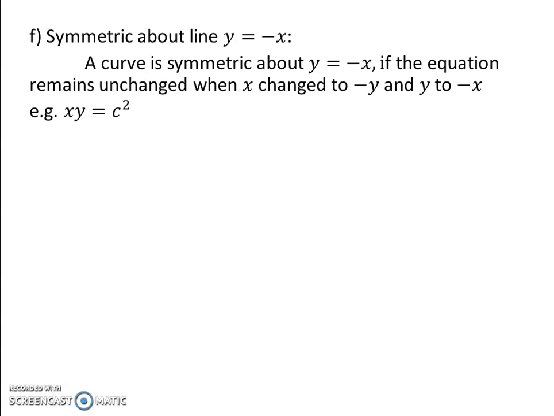One is symmetric about x-axis, another is y-axis, third one is both x-y axis, fourth one is in opposite quadrant, fifth one is about y equal to x, and last one y equal to minus x. Obviously, curve will satisfy any of this condition.